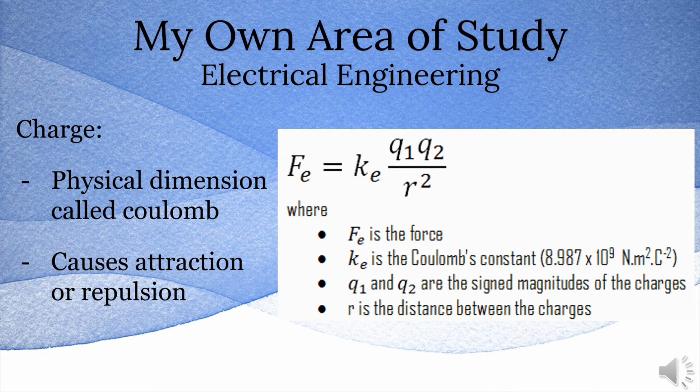The last topic covered in this week's lessons was charge. We learned that charge has its own physical dimension called coulombs, and charge can cause either attraction or repulsion of particles. We also learned that the equation on the right is called Coulomb's law. I am studying electrical engineering, so using Coulomb's law and understanding the intricacies of charge are both pertinent to my own area of study.